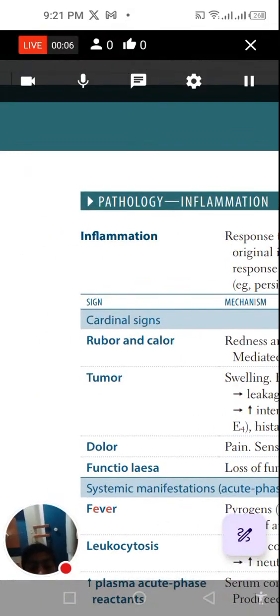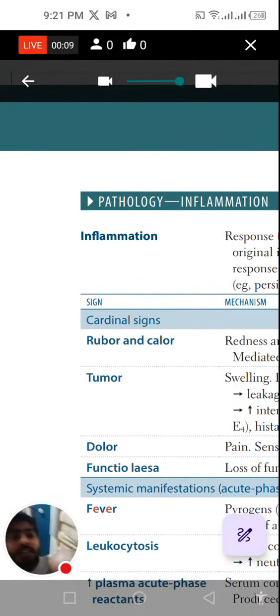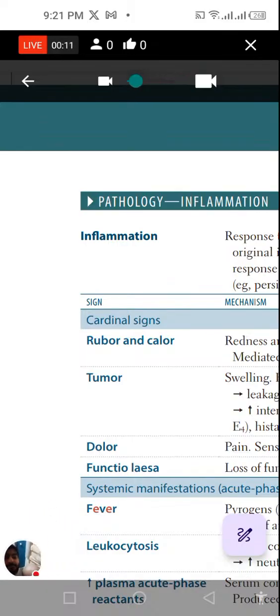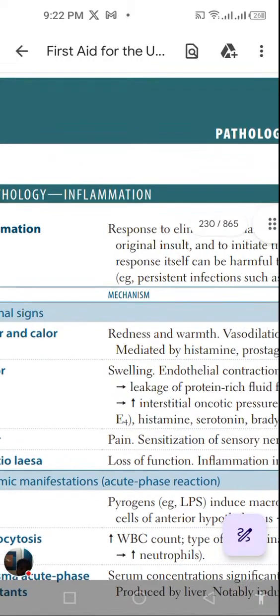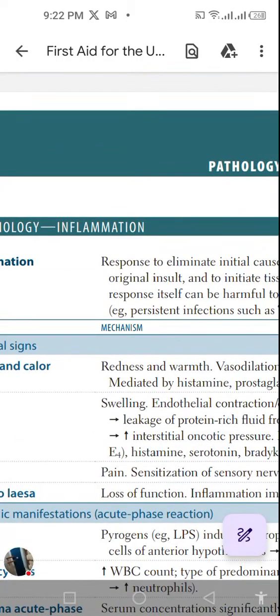Inflammation. Inflammation is of two types. First type is acute inflammation. Another type is chronic inflammation. Acute inflammation and chronic inflammation, these are two types of inflammation.